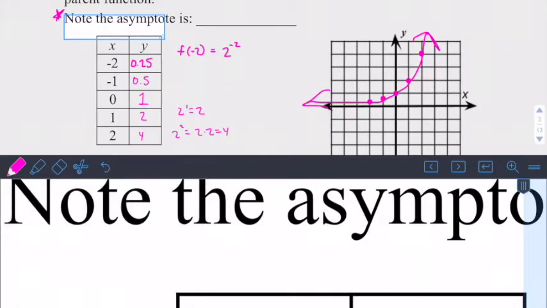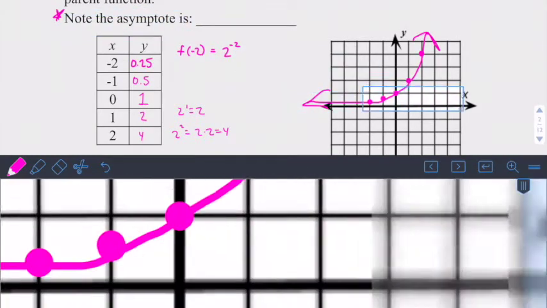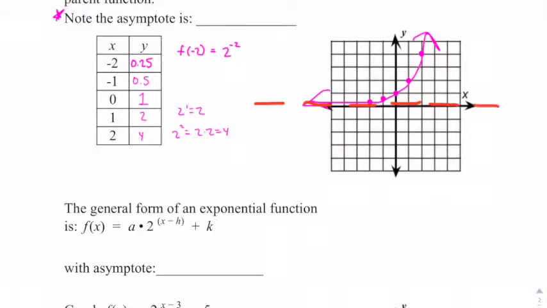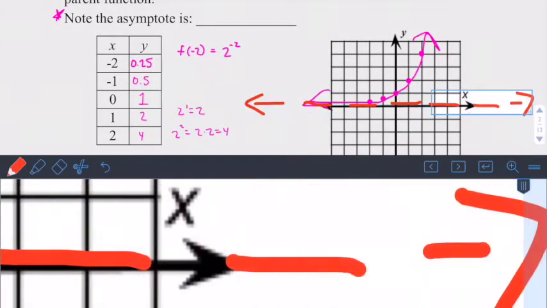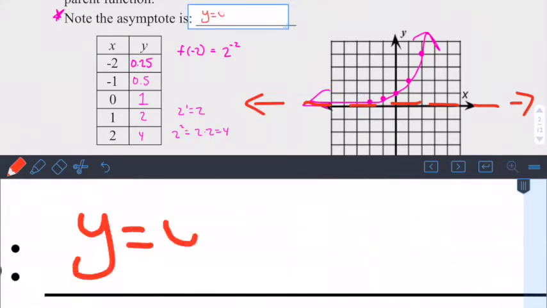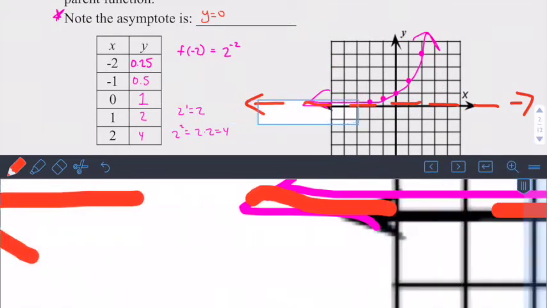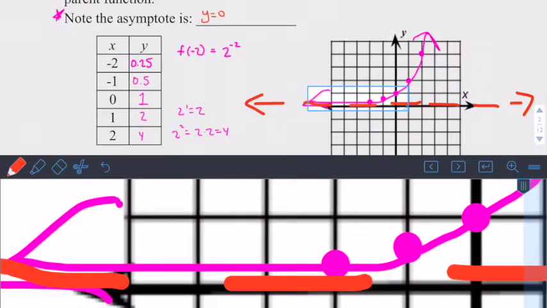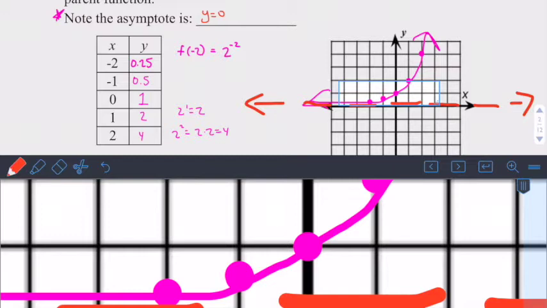So now let's go back to that asymptote, right? You can see that it's leveling off here at 0. So our asymptote is the horizontal line at y equals 0. So we're going to always have this graph as our parent function with the asymptote, and we're going to have these points that we can adjust.